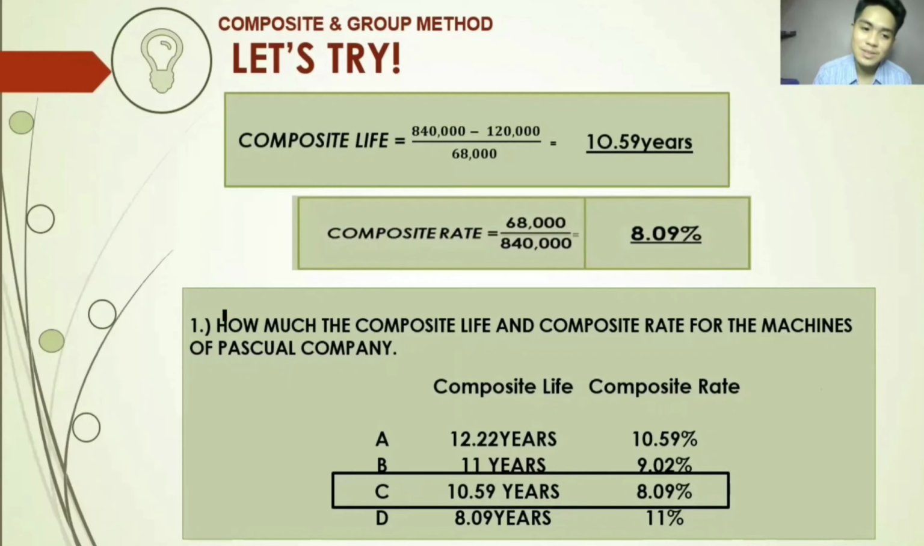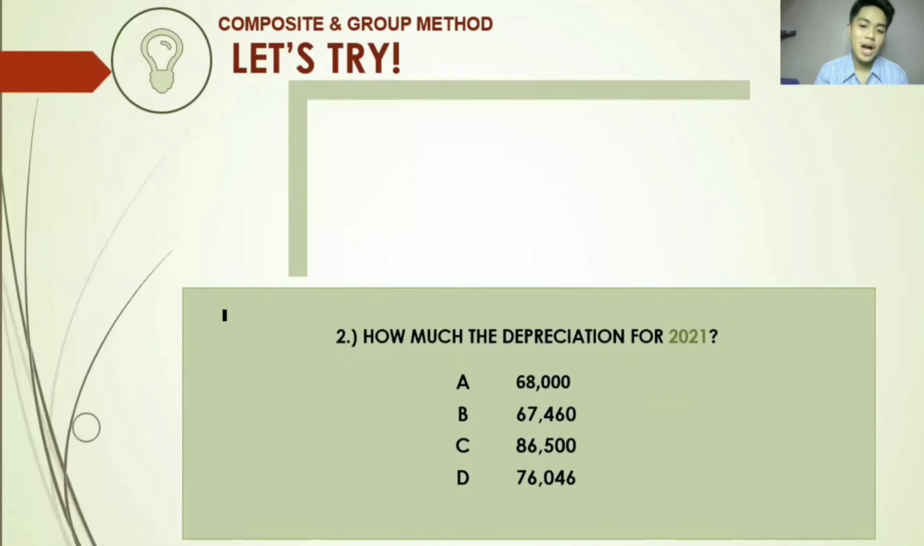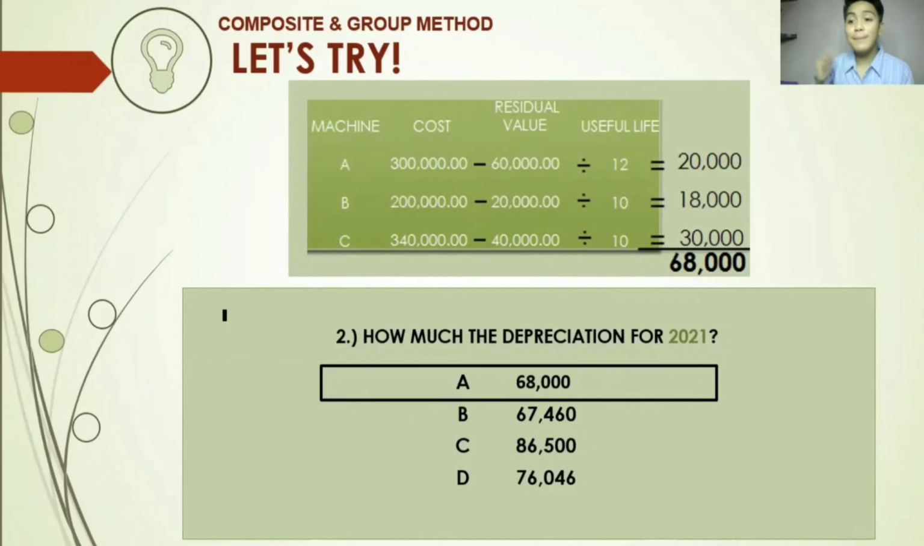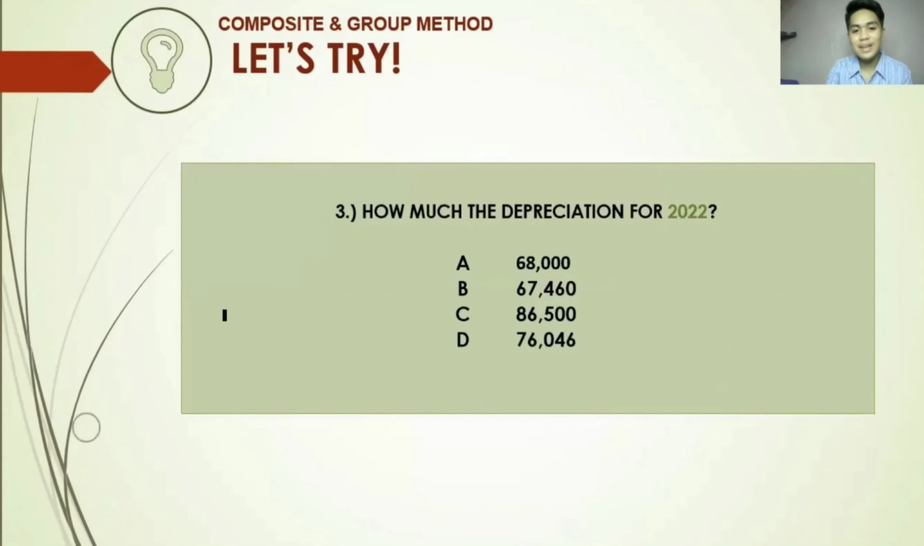Nakakasunod po ba? So let's proceed to number 2. How much the depreciation for 2021? Di ba po, we already computed this one, which is 68,000. So the answer is letter A. Kung na-compute na po natin si depreciation, bakit pa po natin kinocompute si composite rate? Kinocompute po natin si composite rate para po gamitin for the next year, for every year. So dito pa lang natin siya gagamitin.